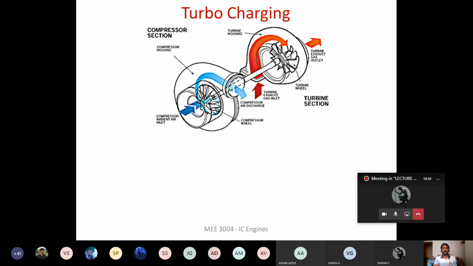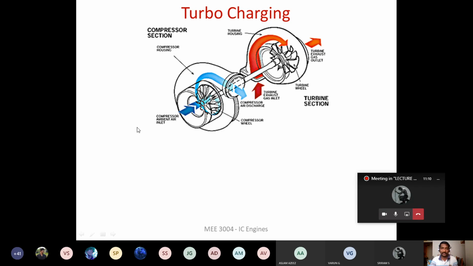Turbocharging has both compressor and turbine. This is the turbine part, where the exhaust gases, the products of combustion from the engine, drive or spin the turbine wheel. This turbine is mounted on a shaft, and at the other end of the shaft a compressor is mounted. So as the turbine spins, this shaft is going to rotate, and the compressor mounted on the shaft is also going to spin.